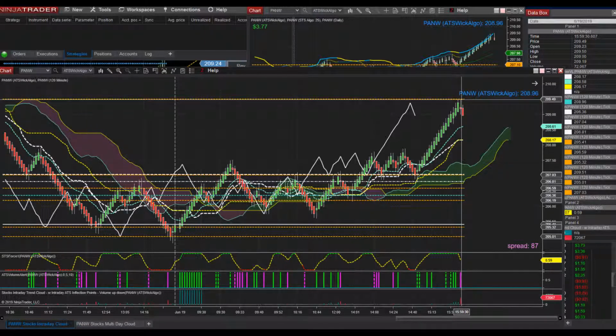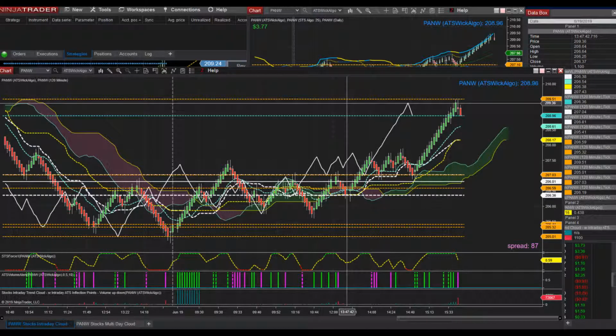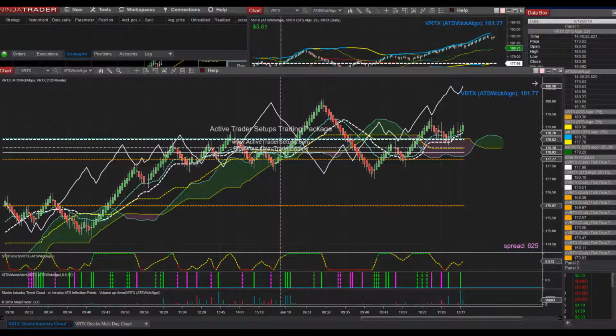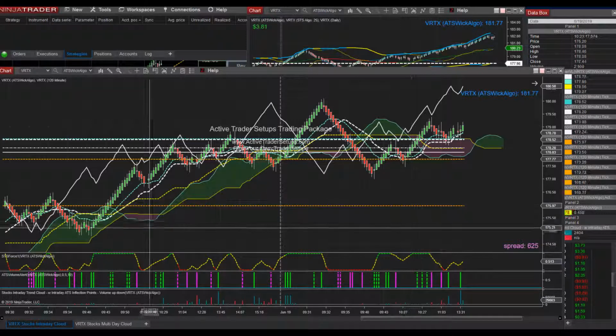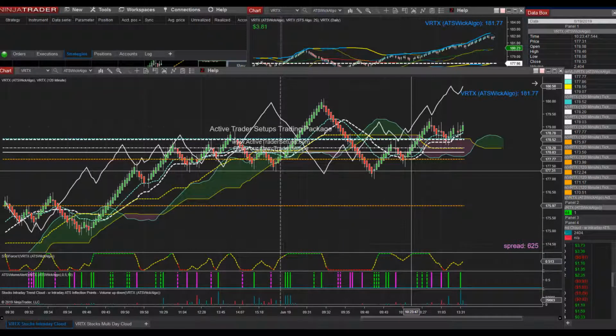209.51's the number. The high was 209.50. Inflection point charting from active trader setups. We're going to look at one more, and that's all we got today, and it's going to be VRTX. We're going to look at VRTX on both the intra-session inflection points as well as the day.